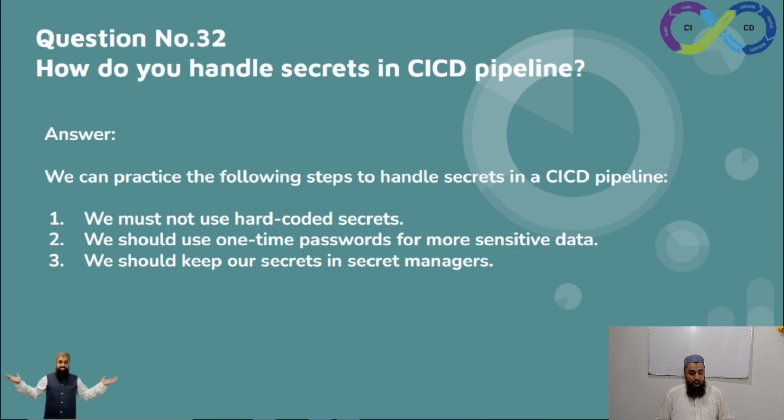Question number 32. How do you handle secrets in a CI/CD pipeline? The answer is we can practice the following steps. We need to remember these steps as best practices to handle secrets in a CI/CD pipeline. We must not use hard-coded secrets, okay? And we should also use one-time passwords, OTPs, for more sensitive data. And we should also keep our secrets in secrets managers. So these are the steps to protect our secrets while running CI/CD pipelines.